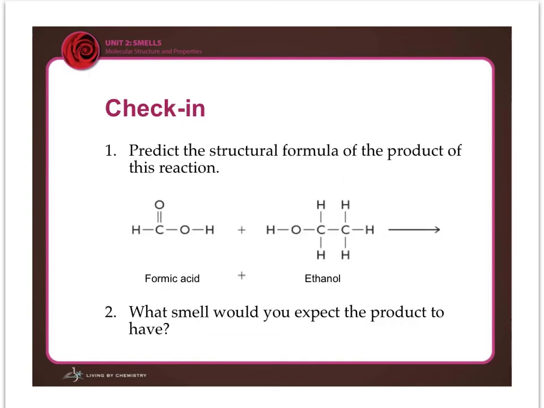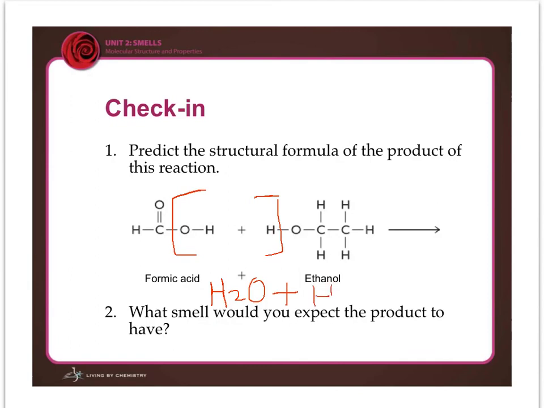Okay, to finish it up, the check-in question of the day here. If I pull off this H, and I'm going to pull off this OH, we have an acid with an alcohol is going to make a product of water. That's one of our products. The other product, stick the rest of the pieces together.